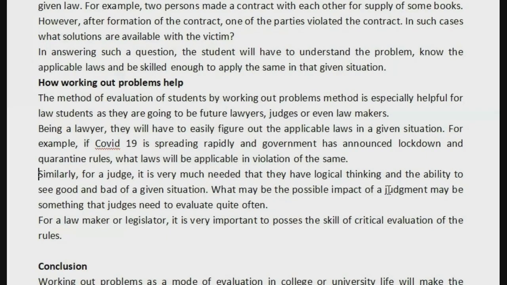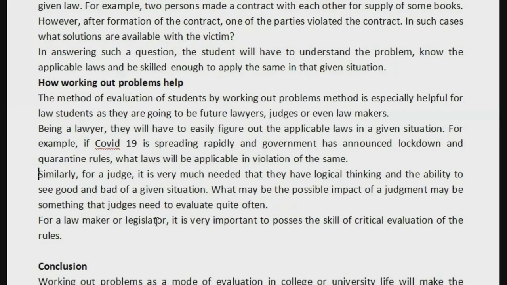What may be the possible impact of a judgment may be something that judges need to evaluate quite often, right? If every single day judges are giving 2-3 decisions, they will need to understand the positives and negatives. They need to quickly be able to understand it, right? And then give a decision.